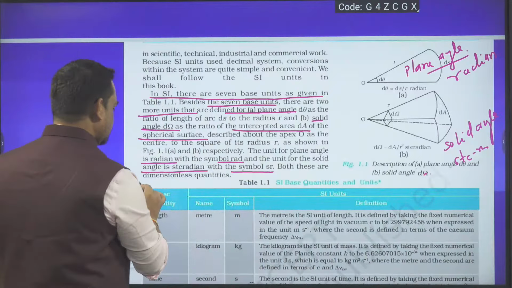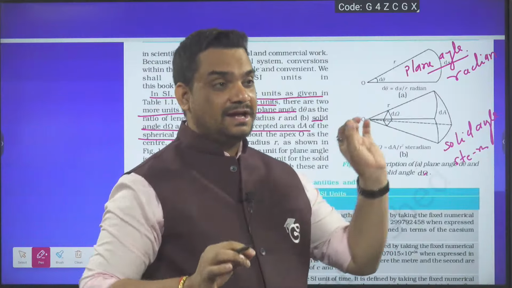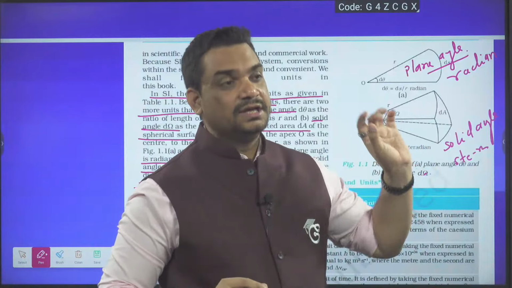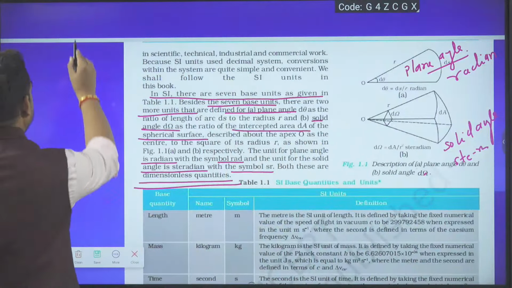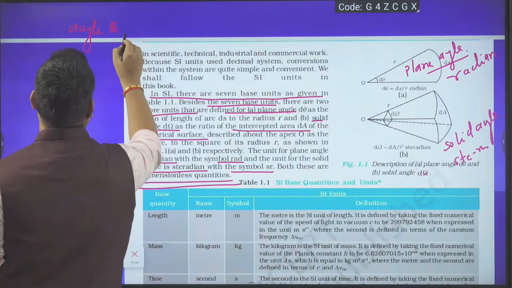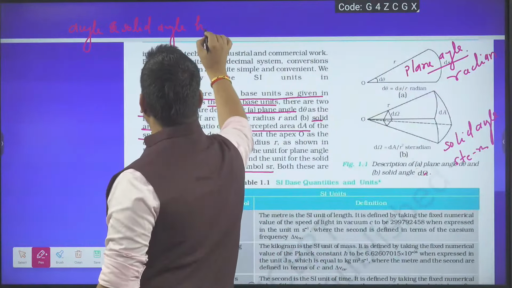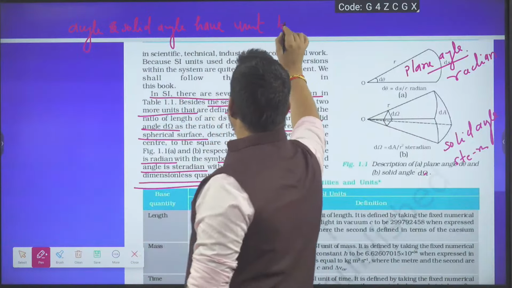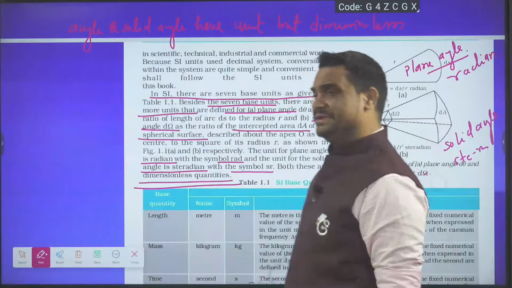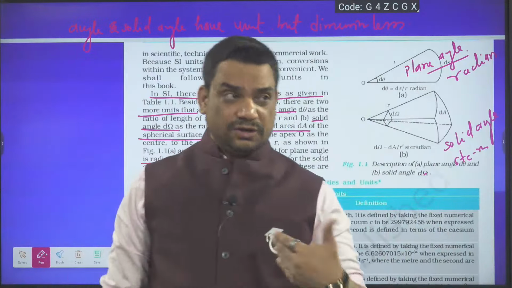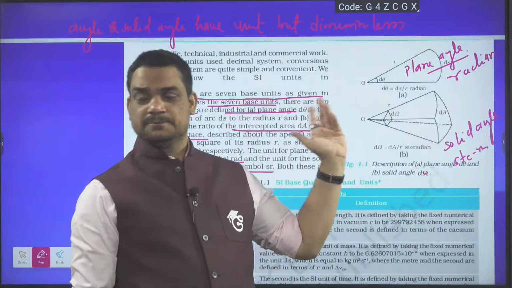Both these are dimensionless quantities. They have units. Remember, angle and solid angle have units but are dimensionless. Previously they have asked this statement also, that they have units but are dimensionless. You have solved the PYQ, you remember, in 2022 I think this question was there.